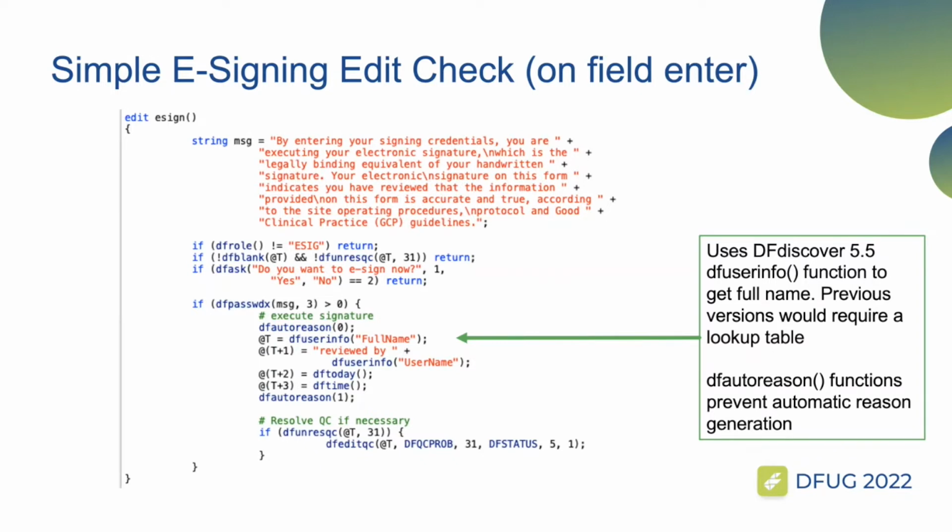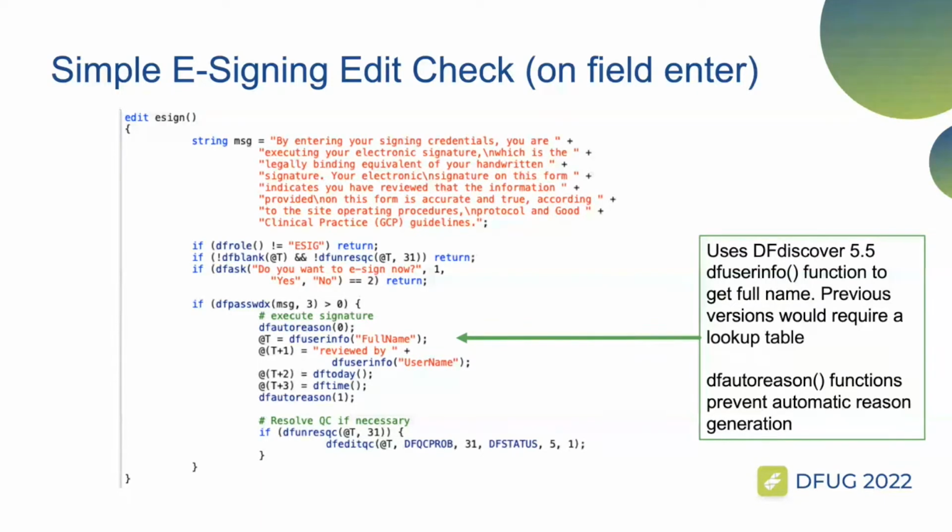Then we need to have an edit check that actually does the signing. And here's a simple example of what you could use. There's a message that we're going to put up that says, by signing, you're executing your electronic signature, which is the equivalent of your handwritten signature. The first thing we're going to do is just see whether our role is in fact ESIG, which is the role that my example code uses for signing. You could, of course, have as many of these roles as you like. This is a simple, bare bones type of edit check, but if you had multiple roles, you could put them in there. Then we check to see whether the signature field has already been filled in.